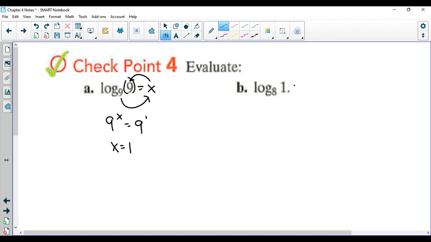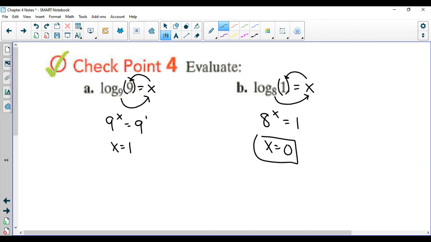For letter B, again, we can put this equal to x. And then we're saying 8 to what power equals 1. So what is that exponent going to be? Anytime we raise something to a power to get 1, it's 0. So remember, anything to the 0 power is equal to 1. So that would be x equals 0. So anytime we have as our answer, if you think of base, answer, exponent, our answer being 1, the exponent is always equal to 0. Because again, that's saying what to the 0 power, anything to the 0 power is 1.